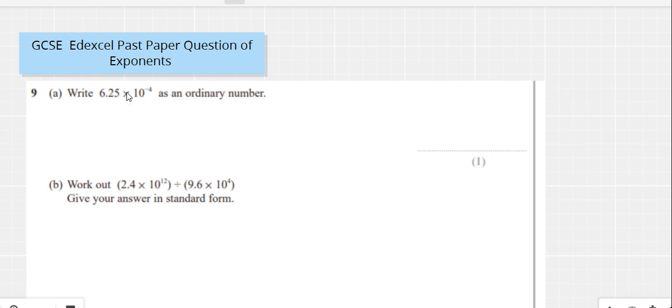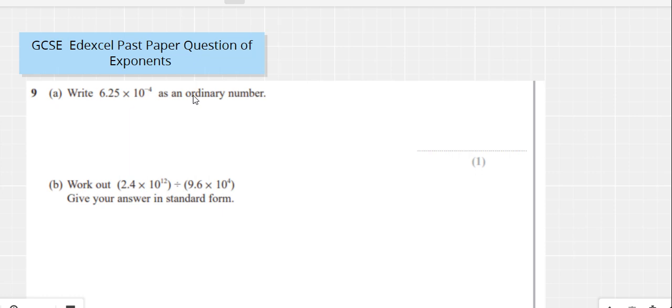In today's lesson, we will solve the past paper questions of exponents that I have made notes for, from Edexcel GCSE past papers from the 2023 January past paper, 2022, 2021, and 2020.